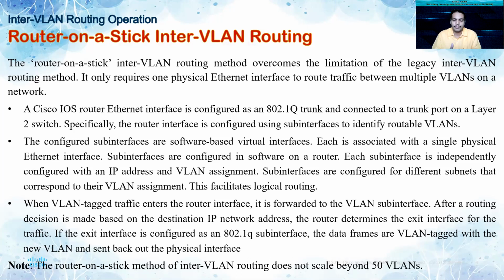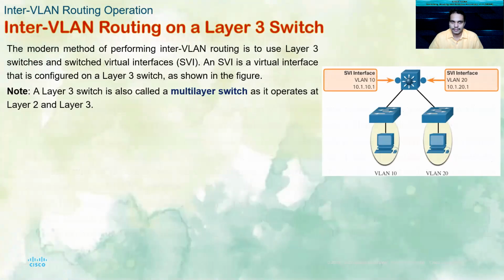And then we will do some Packet Tracer activities also, so it gives you a much clearer understanding. As I said, this particular type of implementing inter-VLAN routing is good only if you have fewer than 50 VLANs. The next option for us, and the most modern way of doing it, is to use a layer 3 switch.